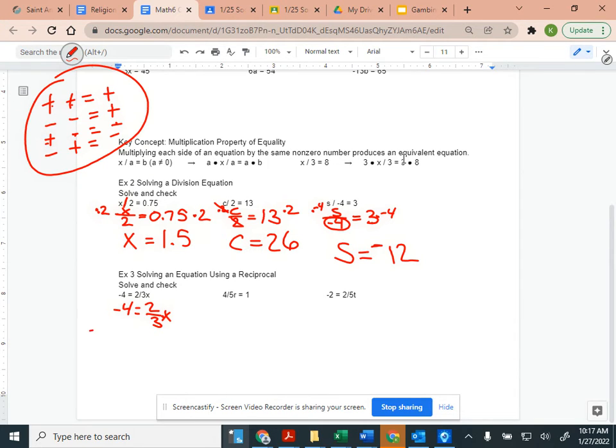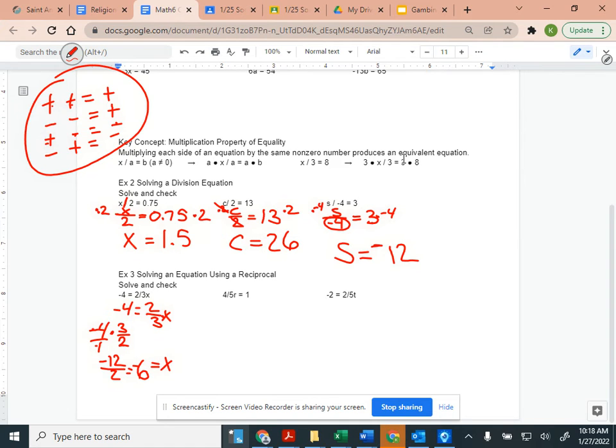So if we have negative 4 and we're going to multiply by the reciprocal, negative 4 times 3 is negative 12. 1 times 2 is 2. Negative 12 divided by 2 is negative 6. So let's plug that in and see if that works.